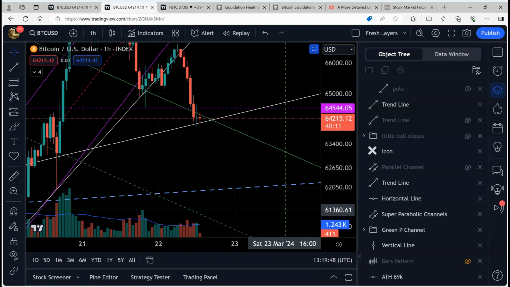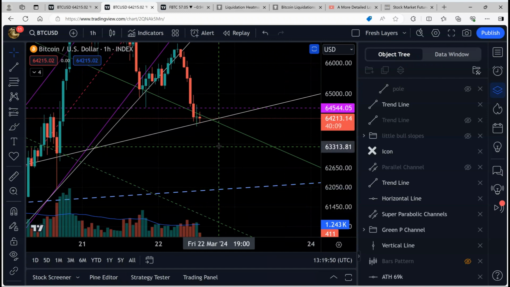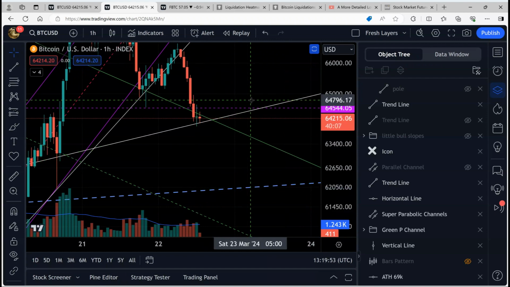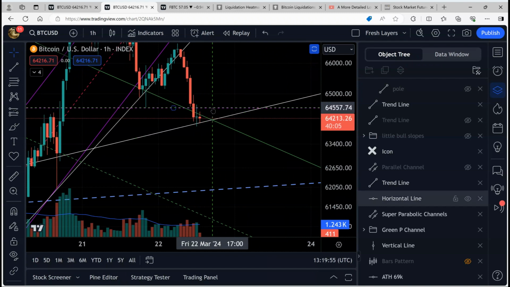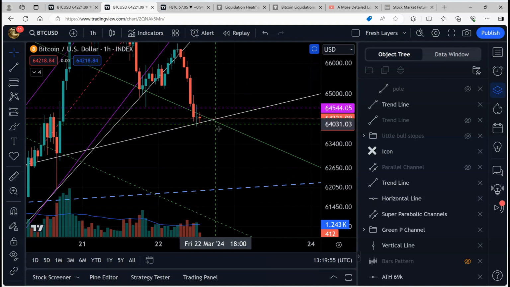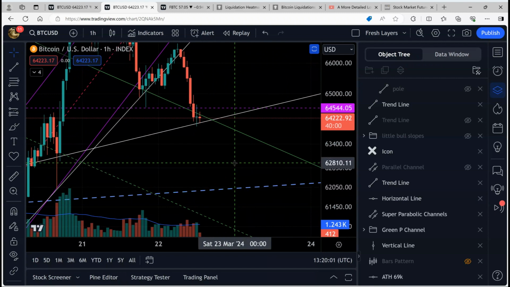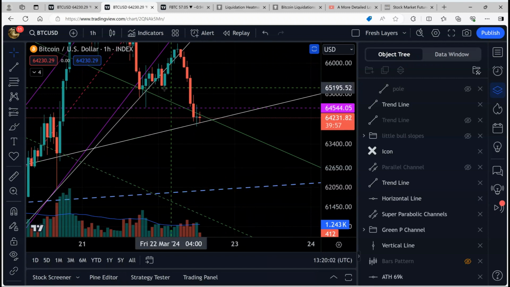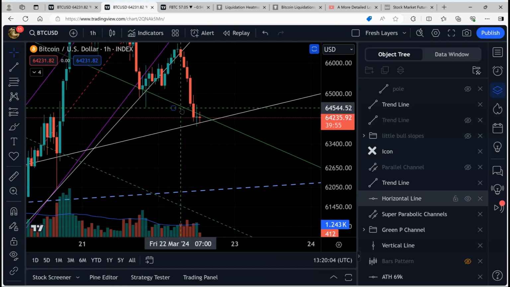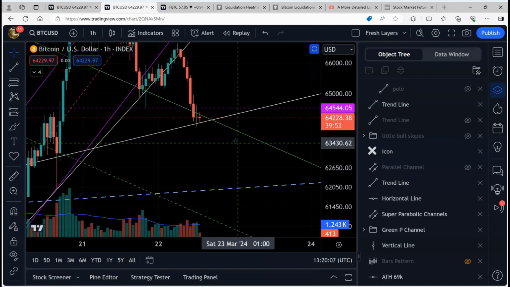Here we are looking at the Bitcoin US dollar index on the hourly time frame. And as usual, we are right on the edge. What are we on the edge of here? We are on the edge of, kind of just below this flag here, which you'll see in a minute.